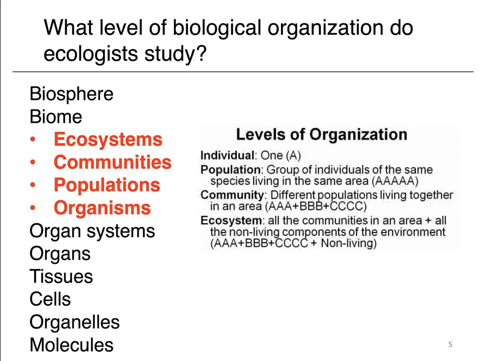So if we look at those levels of organization, once again, you can think of an organism as an individual represented by A. You can think of a population as a group of individuals of the same species in the same area, so a bunch of those individual species A. You can think of a community as different populations living together in an area, so AAA is one species, then a population of species B and a population of species C, and then lastly an ecosystem is all of those communities in an area and the non-living components of the environment. So you can have all of these different populations of species along with the non-living component make an ecosystem.